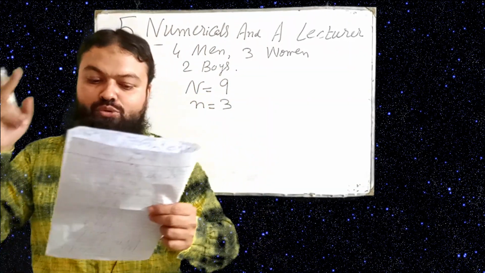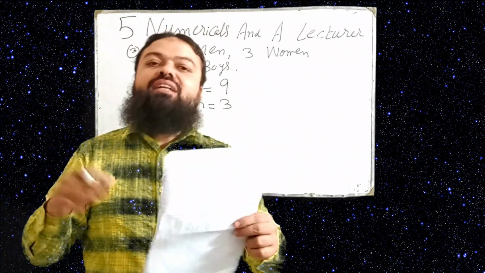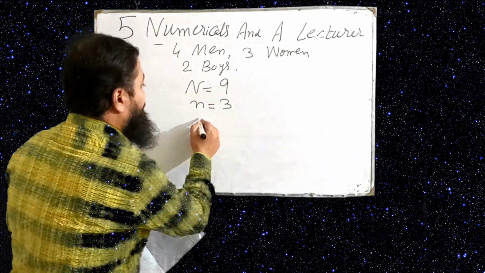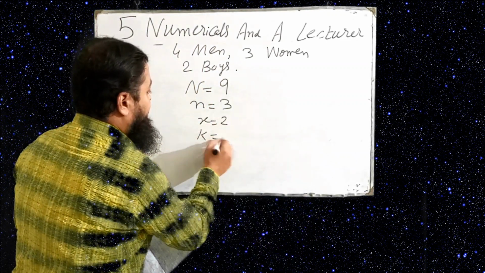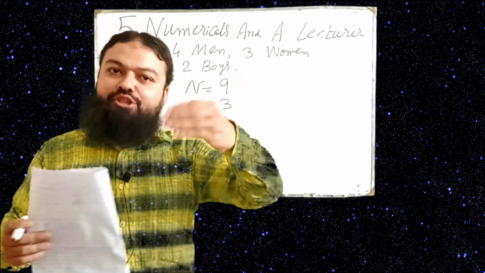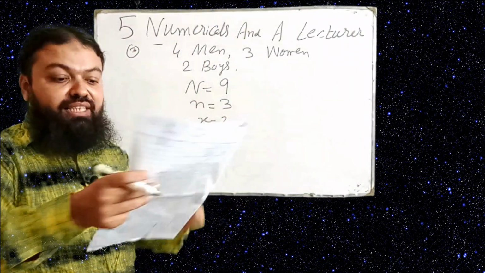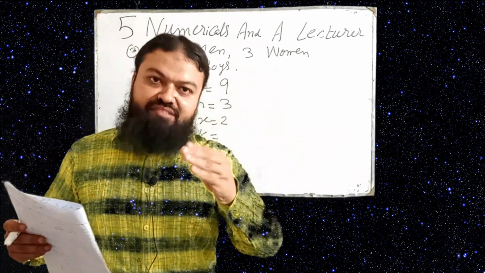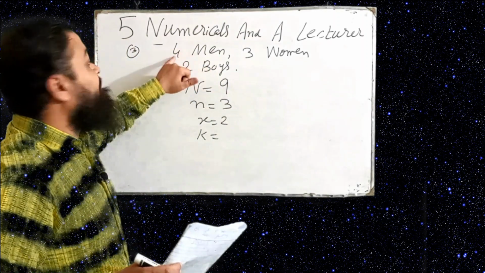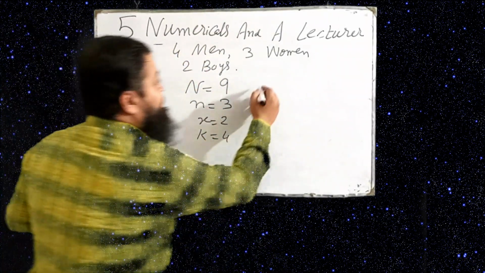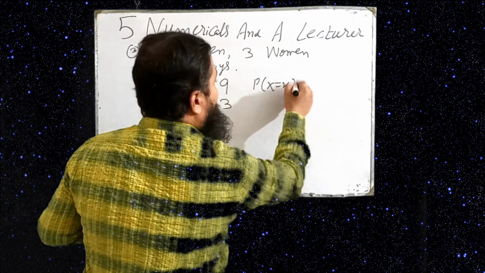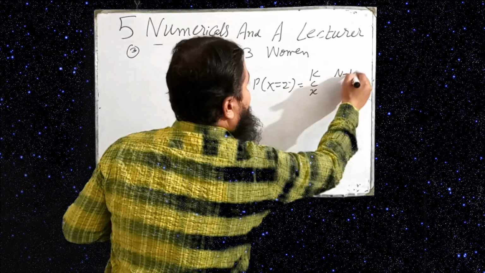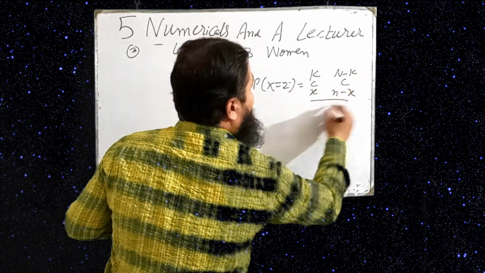The probability that 2 men are selected is, x is a value for which you ask something, x is 2, and k is the total number of items in which you are interested, and we are interested in men. Find the probability 2 men are selected. We are interested in men, and how many men are there? 4. It is k. Now we have to calculate the probability of x is equal to 2. The formula is kCx times N minus kC small n minus x over NCn.